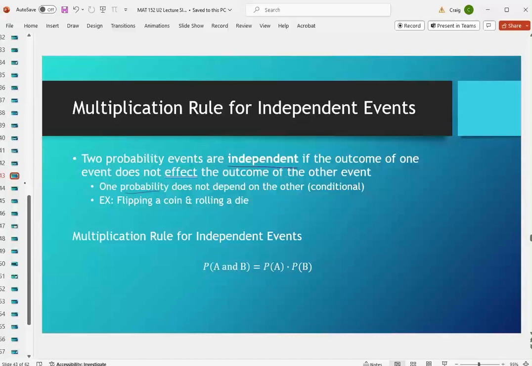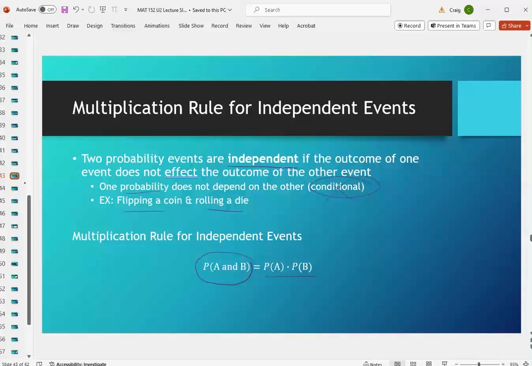Conditional probabilities would be a situation where it is not like that. Here, one probability and the other probability are separate from one another. Like I said, flipping a coin and rolling a die. If you want to determine the probability of A and B in that case, then you will just multiply the probabilities together.